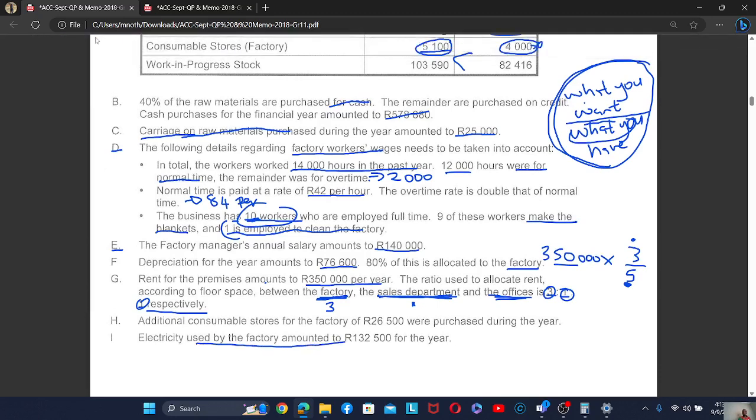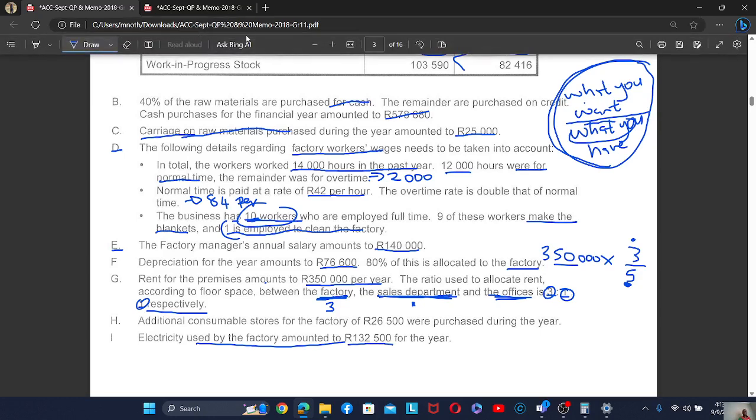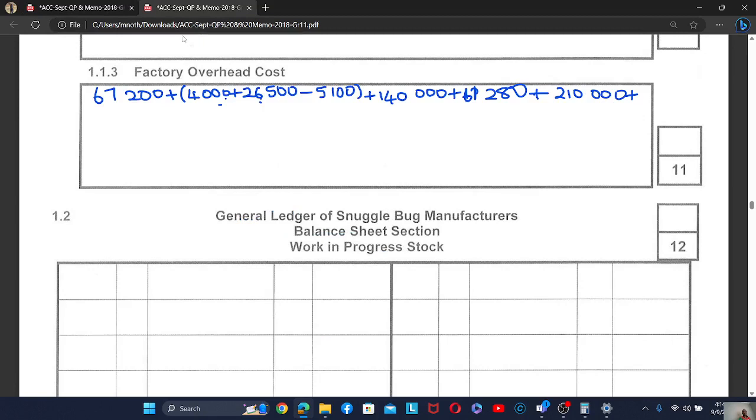So you see, this time they specified that the one that was used by the factory is 150,000, factory overhead cost, right? Yes. So in this case, we don't have to do any calculations. So it's 132,500.